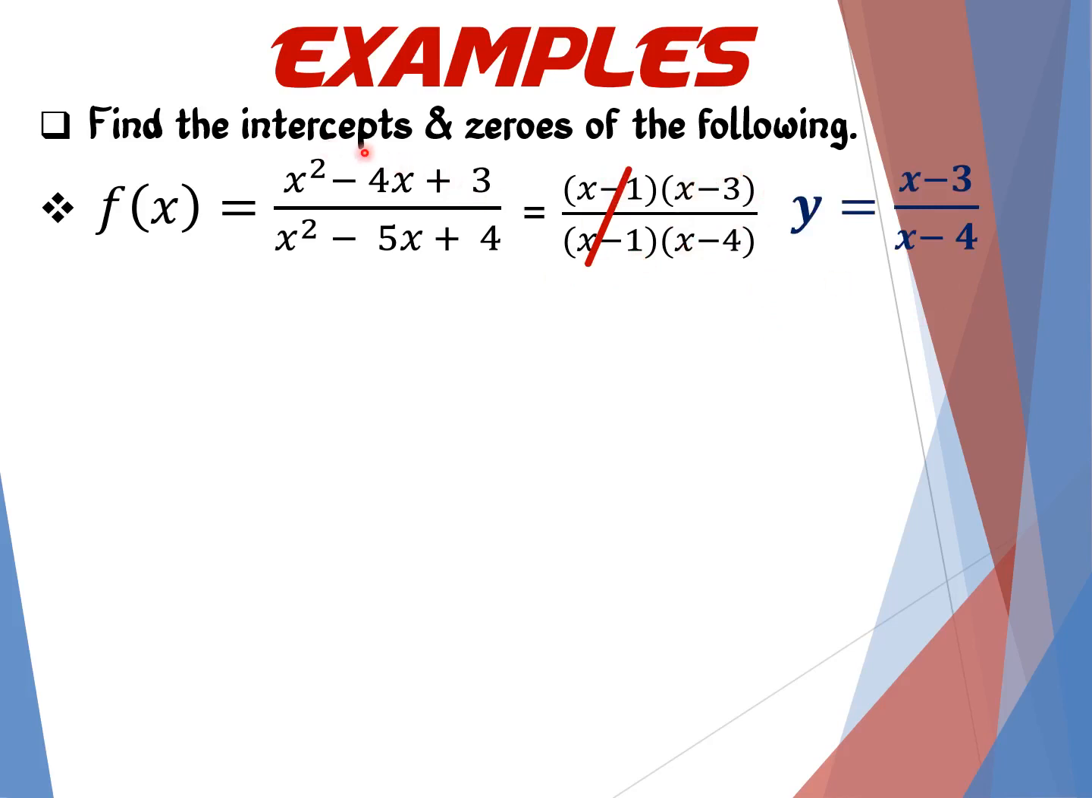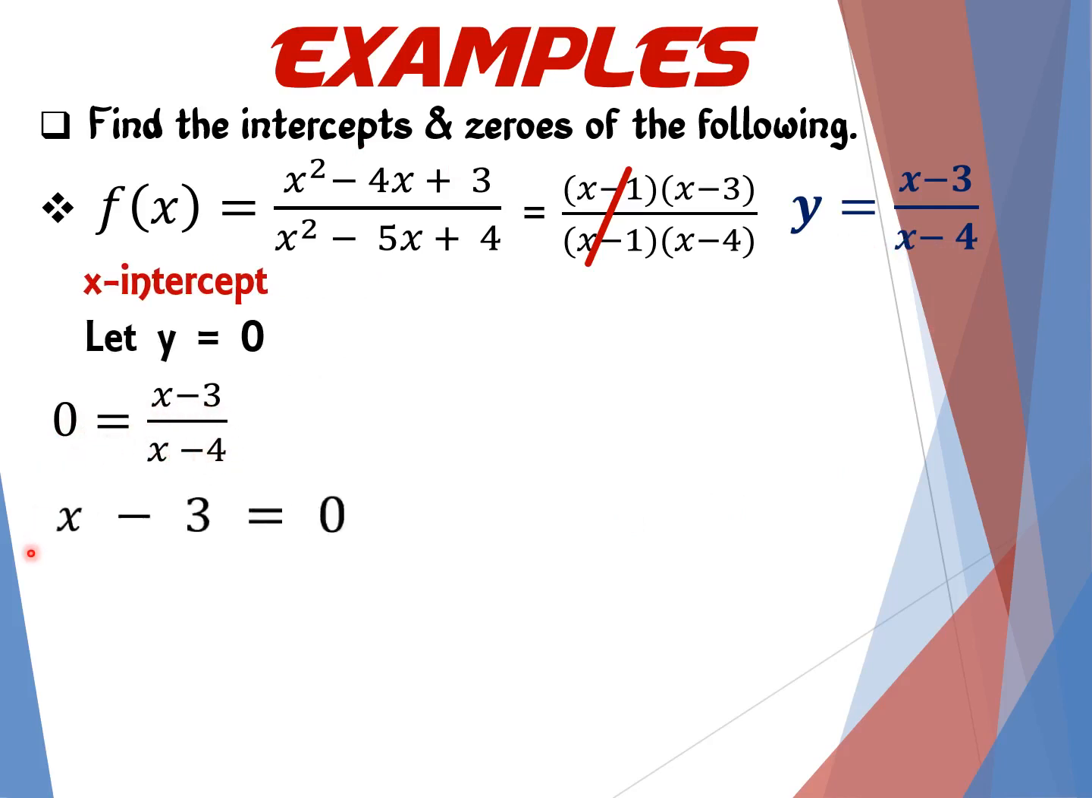To get the x-intercepts, again, we let the value of y equal to 0. We'll be using the reduced form. So we cross multiply again. This will be 0 times x minus 4, which is 0, and then x minus 3 times 1, that will be x minus 3. So the x-intercept here will be 3, or we have the coordinates 3, 0.